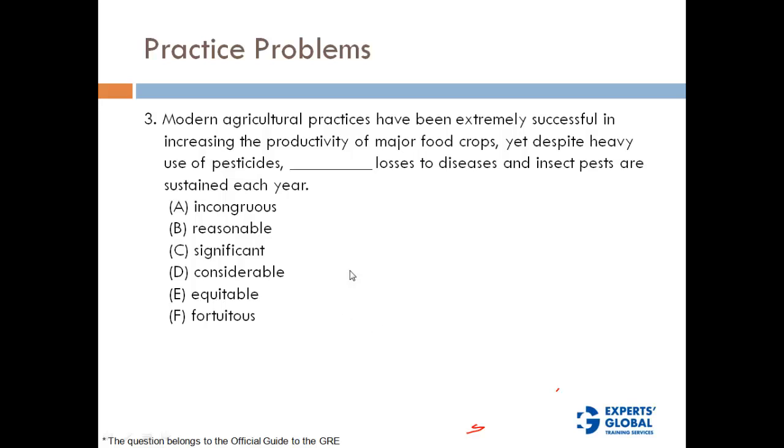First idea is here: modern agricultural practices have been extremely successful in increasing productivity of crops. This is the first idea. The second idea is, even with the advances in agricultural practices, heavy use of pesticides dash, losses to disease and insect pests are sustained every year. So the main thing is, the first thing is something positive, advances, and the second has a pivot word here, yet despite. So we are now introducing an opposing idea. Both these pieces, piece 1 and piece 2, are opposite.